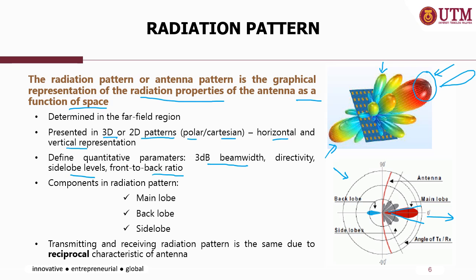If an antenna acts as a transmitter or receiver, the radiation pattern will be similar, due to the reciprocal characteristic of the antenna. For example, if it is a transmitter, this is the radiation pattern, and if it is acting as a receiver, it will have the same radiation pattern.